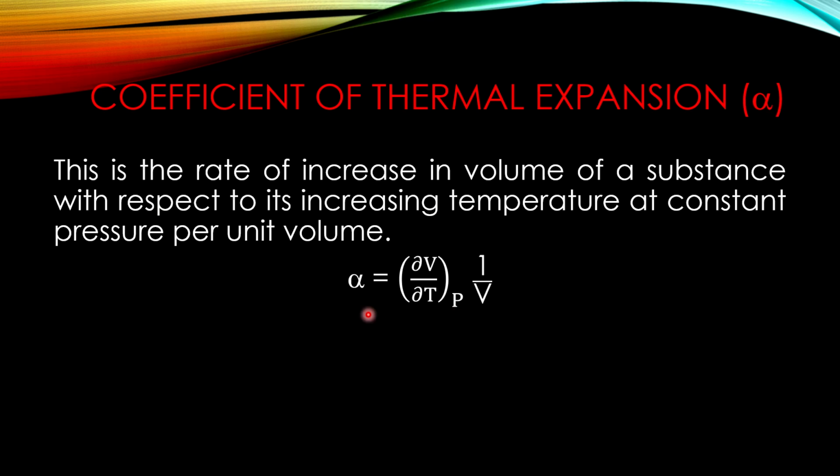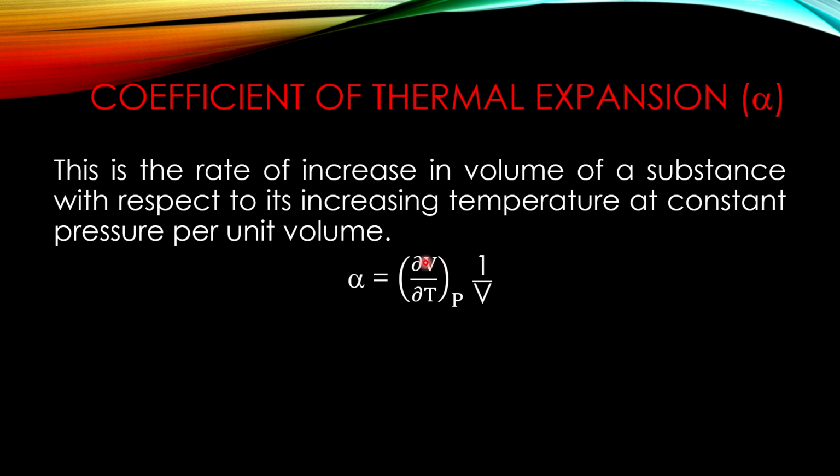So alpha is the rate of increase in volume of a substance with respect to its increasing temperature at constant pressure per unit volume. So this is del V by del T at constant P, that is the rate of change in volume with respect to temperature at constant pressure, and this rate of change in volume per unit volume, that is when it is multiplied by 1 by V, then it becomes the expression of alpha.